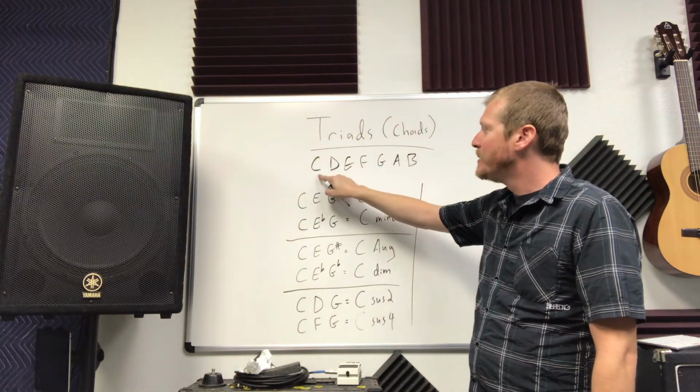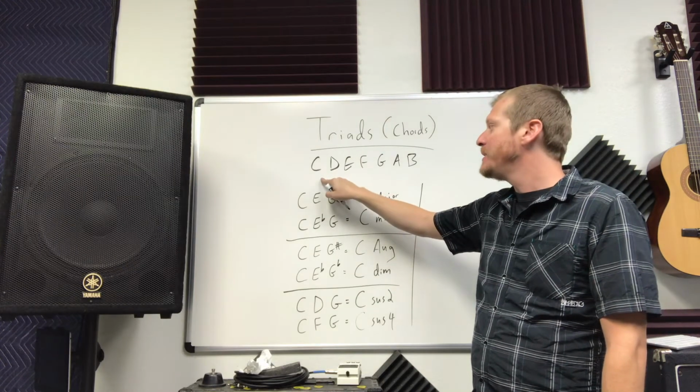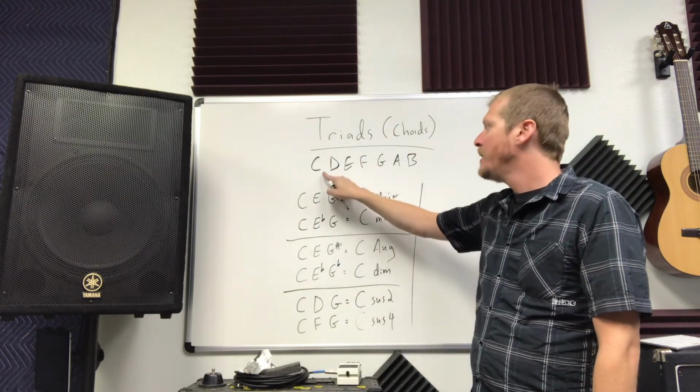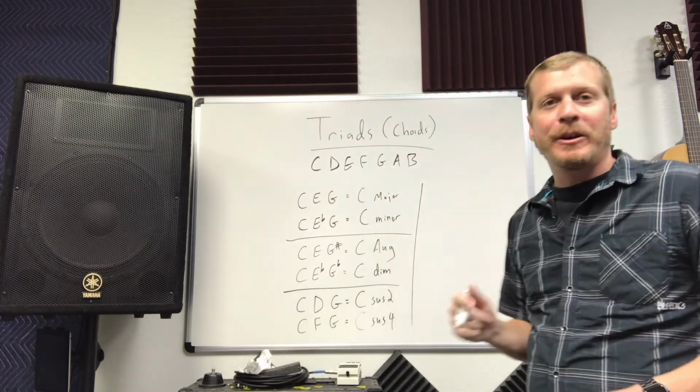So if we go from C to D flat, that's actually a flat 2. Okay, so basically that would be different than a sus 2. So if you wanted to give that a name, you could call that a Phrygian triad, which we'll explain later when we learn about the modes.